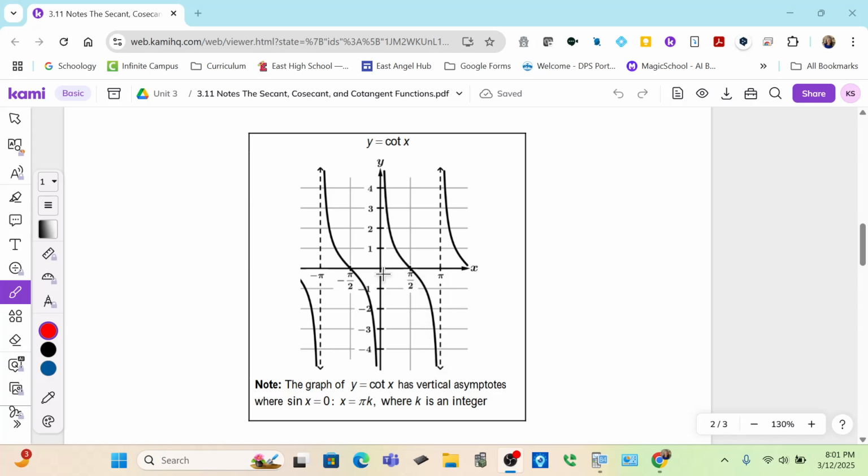And you'll also notice that it doesn't go through the origin like tangent does, and that's because that's where tangent equals 0. So you'll see that we now have zeros at pi/2 and another pi from pi/2. So pi/2, 3pi/2, 5pi/2, and so on would be the zeros, where the odd multiples of pi/2 become the x-intercepts.